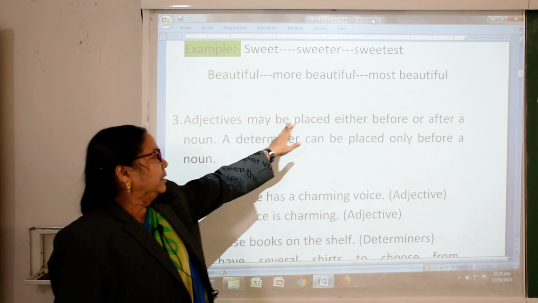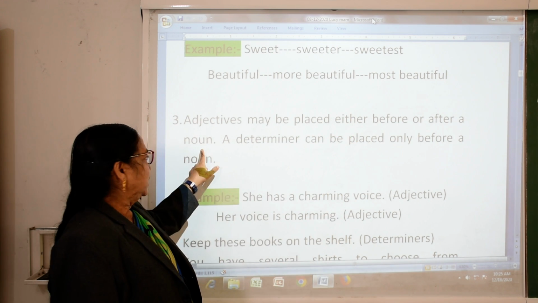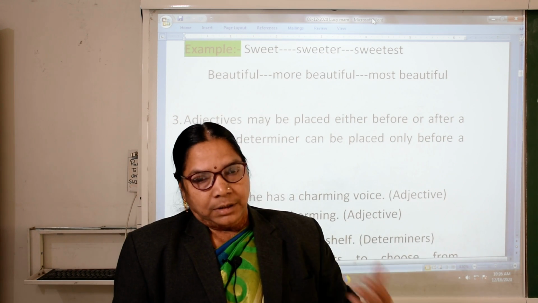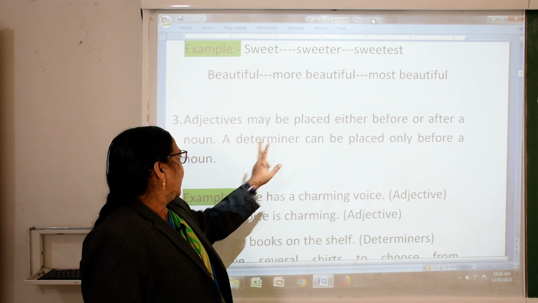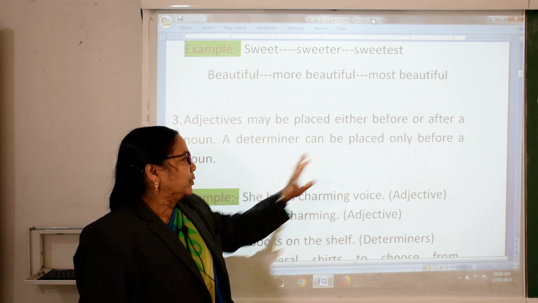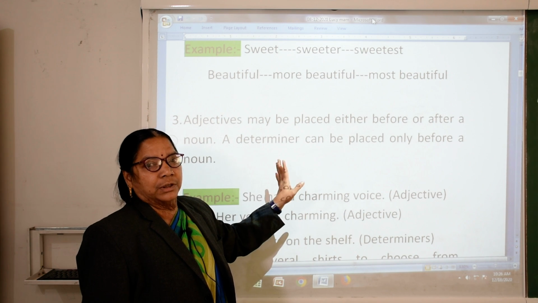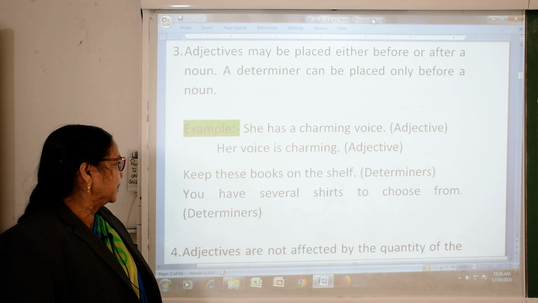An adjective may be placed either before or after a noun. An adjective is placed before the noun or after the noun. A determiner can be placed only before a noun, not after. Now we will see the examples.